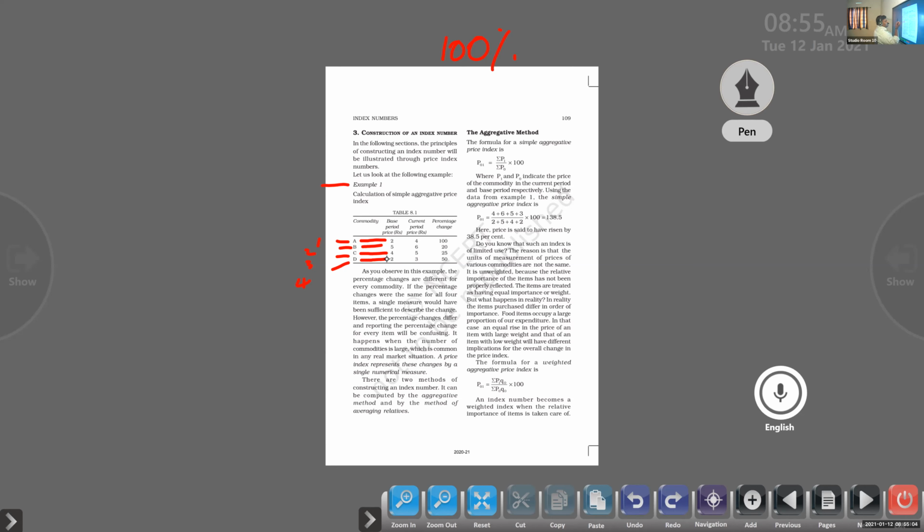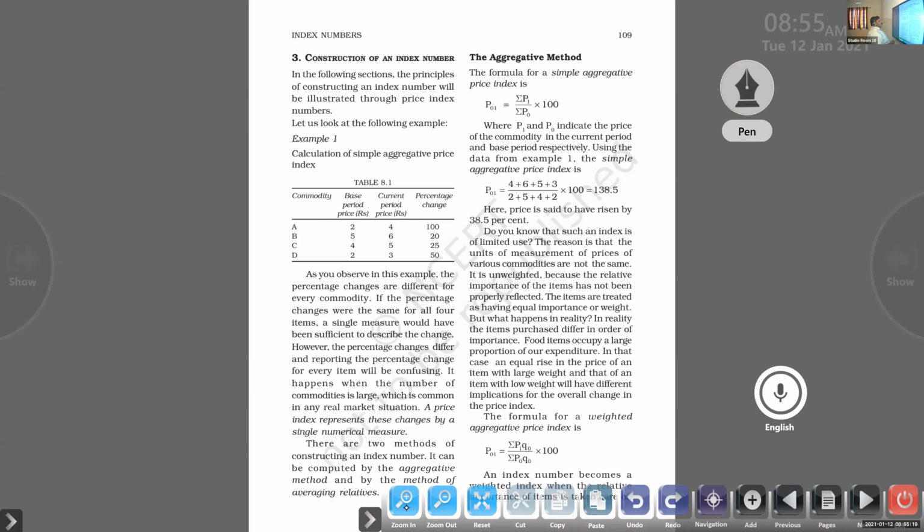The current period price of the same commodities has increased. The price of commodity A increased from 2 to 4, as you are able to see in the table. The base period price is 2 rupees and the current price is 4 rupees. We want to calculate the percentage change.